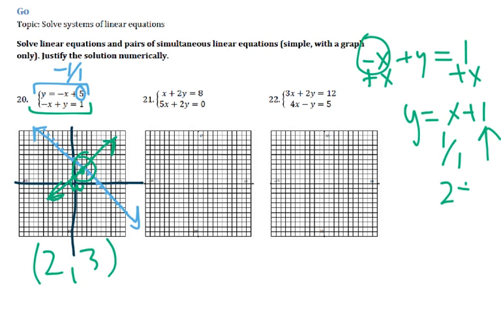2 for x. Does 2 plus 1 equal 3 for y? Yeah, it does. Look at this one. Okay, a negative x, so negative 2 plus 5, will that equal a 3? It will, so that works. Okay, now we do the next two.